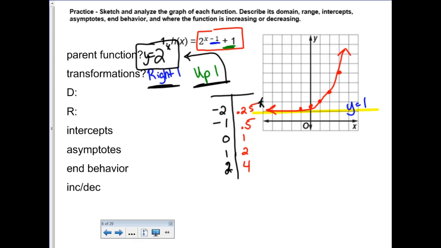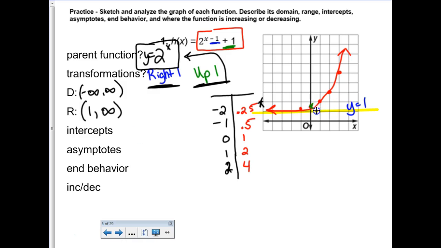So domain is not going to change for these because it's infinite, so -infinity to infinity. But the range no longer is going to start at 0. Now it's been shifted up 1, so the range is actually going to start at 1 and go to infinity. Because, and remember you're using a parenthesis on 1 because it's an asymptote. There's no x-intercept, but there is a y-intercept right here.